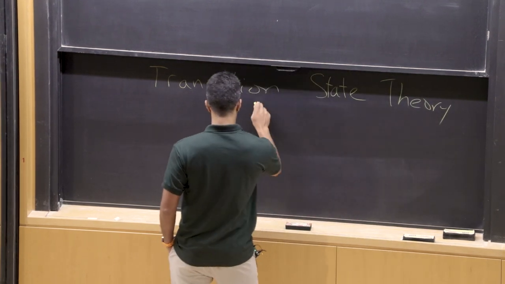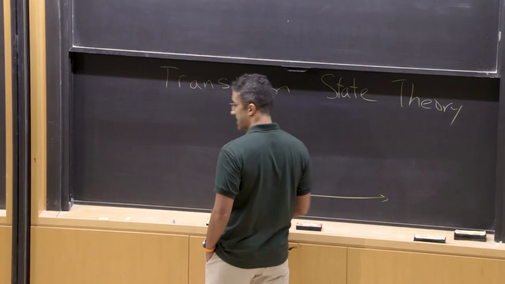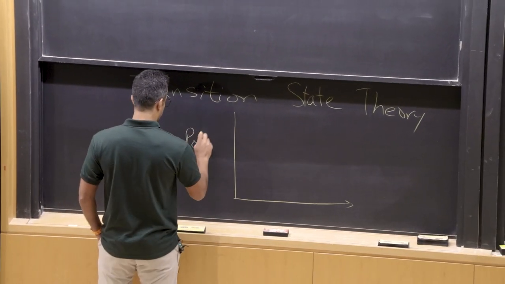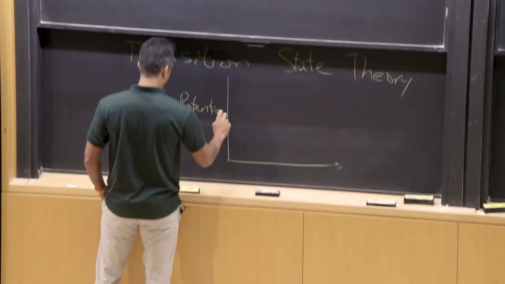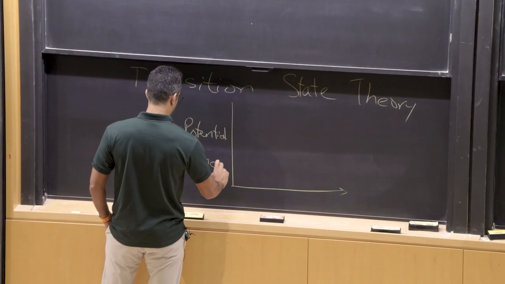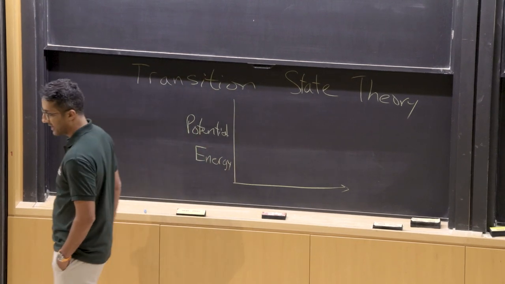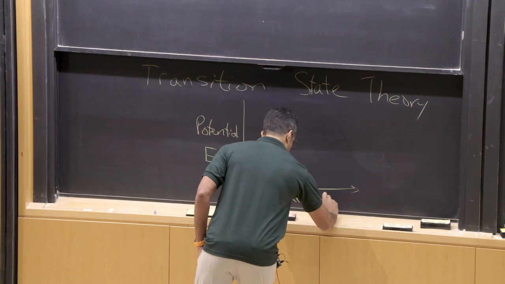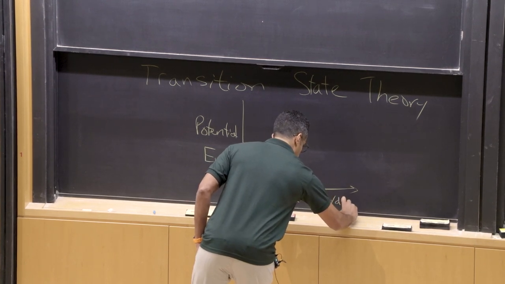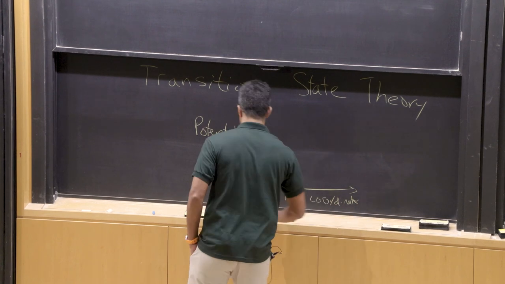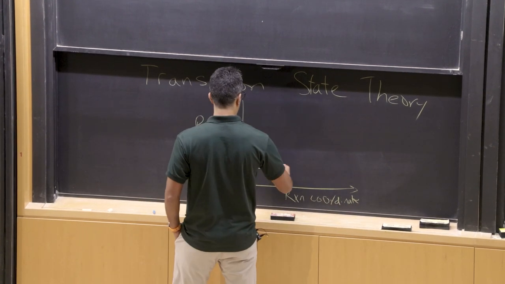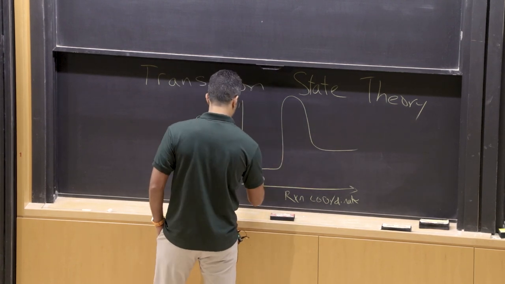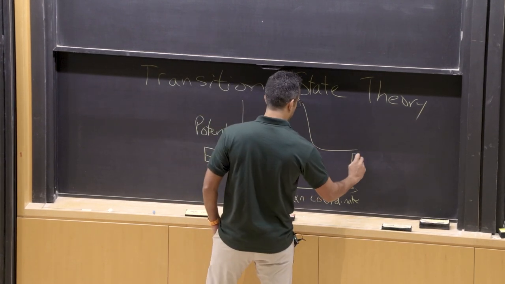Again, I'll draw you a simple potential energy diagram here. This is the potential energy of your system and the reaction coordinate here. So we showed yesterday if you have some reactants, they go over a barrier and they make products. These are your reactants. This is your products.